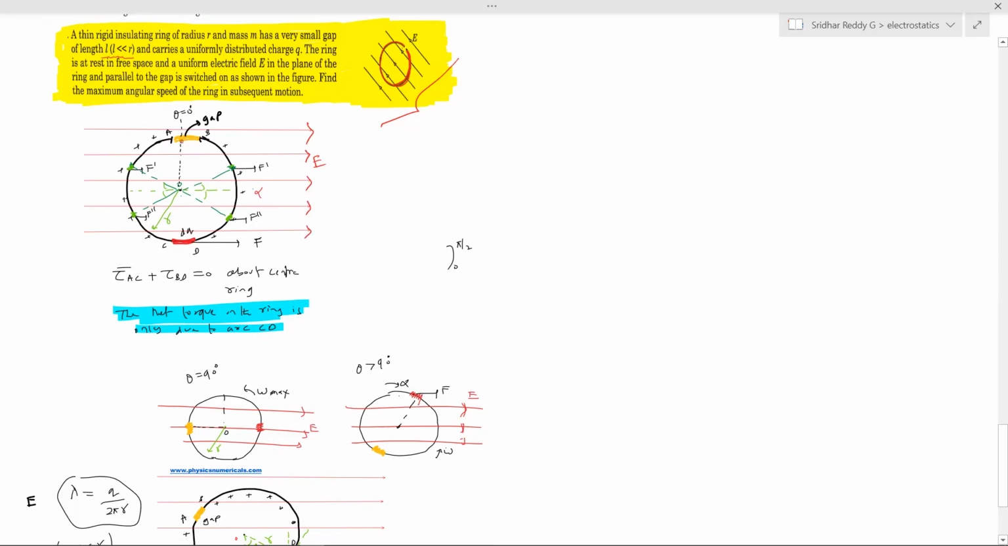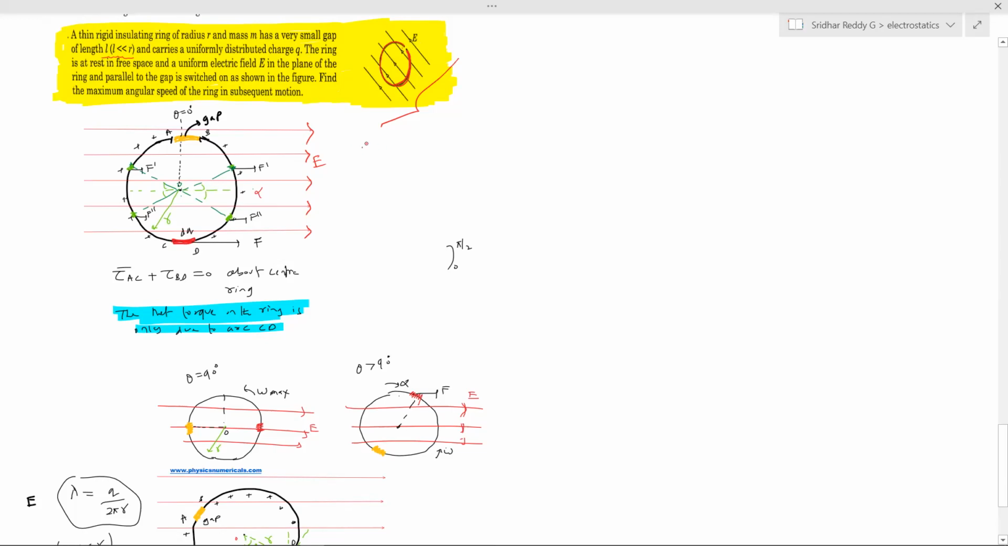Okay, this is a ring. Look at the gap. The gap will be directed along E bar, parallel to E bar. I'm going to release it from rest. Now tell me what will happen. Definitely, what I can say is that the net force makes it rotate.